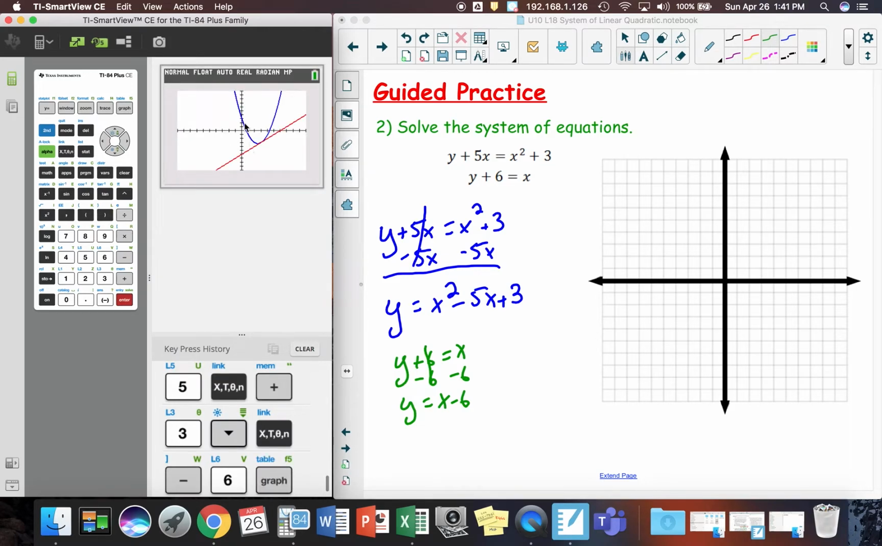Okay, I press graph. As you can see, how many points do we have here? It looks like it's just one point of intersection that we're going to use here.